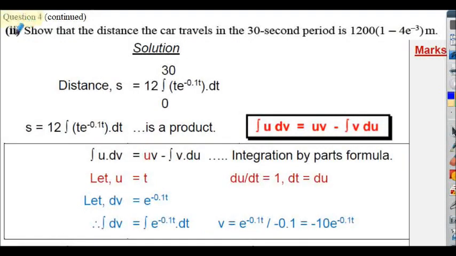So question 4, part 2, here's the solution using the integration by parts formula. So we have to let one term is equal to u, t in this case, and the other term is equal to dv, that's e to the negative 0.1t. Just notice I've written this negative 0.1t, it's actually negative t divided by 10, that's the same as negative 0.1t. And we will need to differentiate u with respect to t, shown here, and we need to integrate dv to find the value of v, shown here.